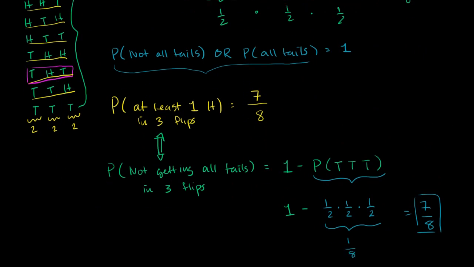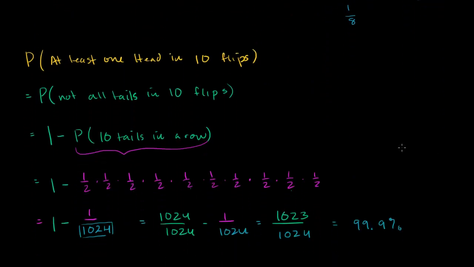But when you think about it in a slightly different way, when you just say, look, the probability of getting at least one heads in 10 flips is the same thing as the probability of not getting all tails. And that's 1 minus the probability of getting all tails. And this is actually a pretty easy thing to think about.